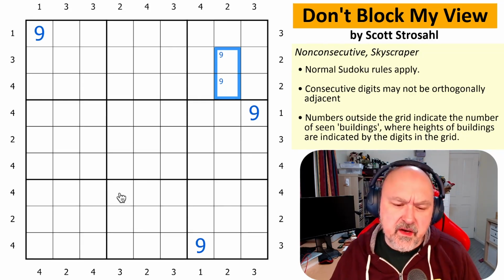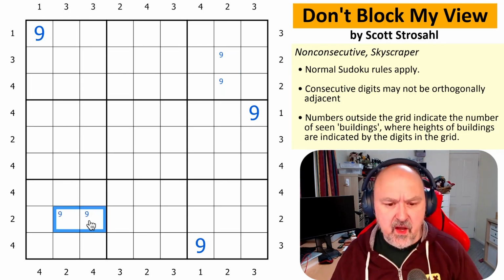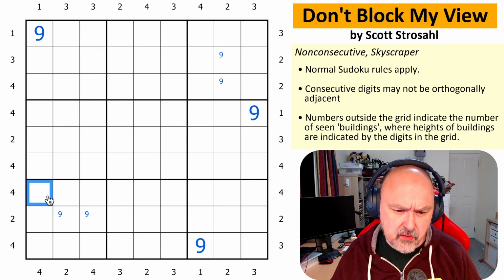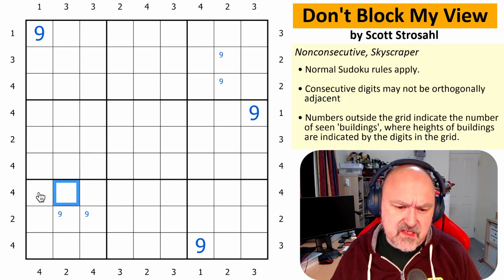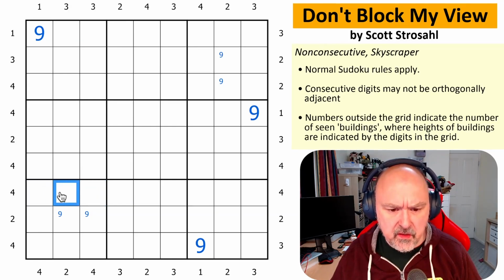Like, I know down here, 9 has to be in one of those two. And the reason for that has nothing to do with the given 9s, but it has to do with these clues. Because this is a 4 skyscraper clue, so I have to see at least 4 buildings. And if I was to put a 9 in any of those slots, if I was to put it there, this would be a 1 clue. Here, this would be a 2. Here, this would be a 3.